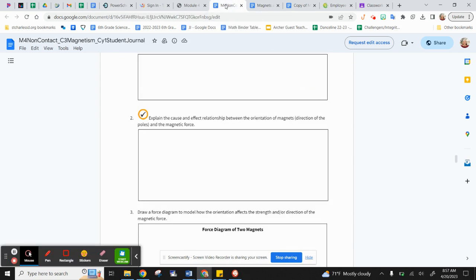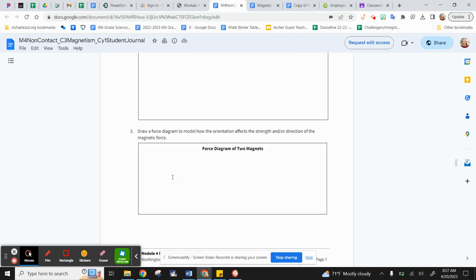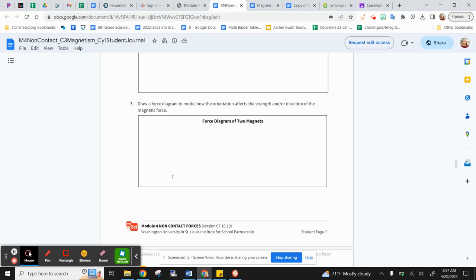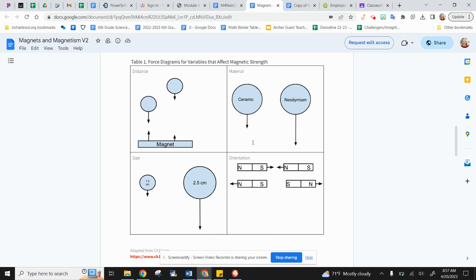Okay. Let's see. Okay, number 3, draw a force diagram to show or to model how the orientation affects the strength and or direction of the magnetic force. So you're basically just drawing a force diagram like these. These are force diagrams to show the magnetic force, but you want to focus on orientation.